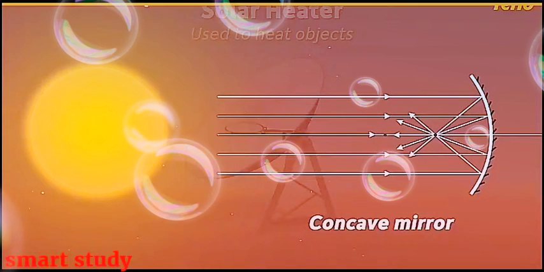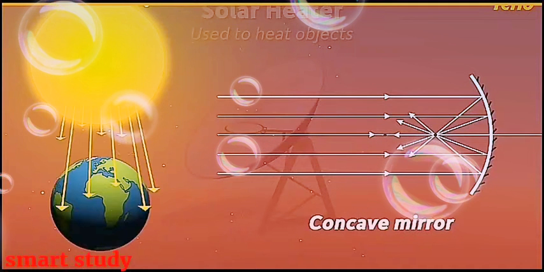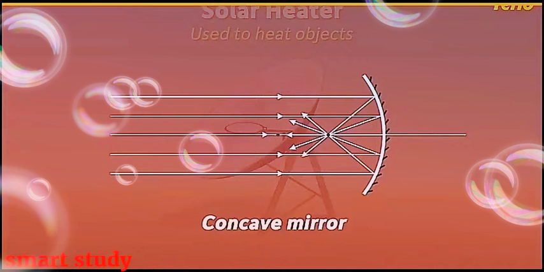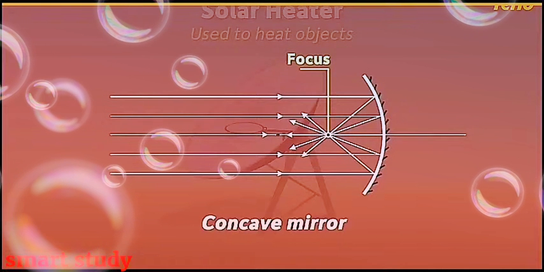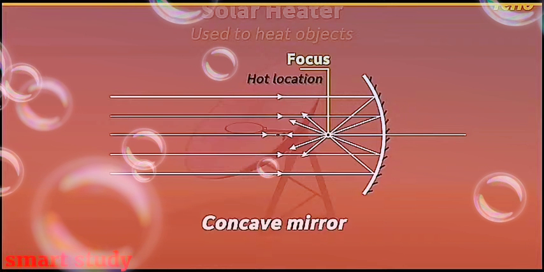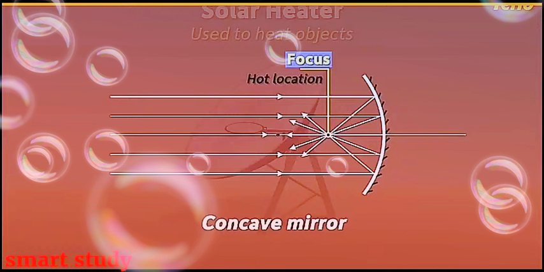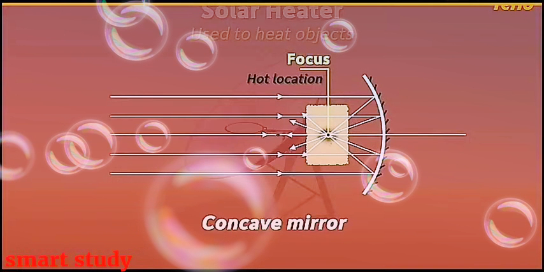Here, the sun is very far away and hence the rays of light coming from it are parallel near the Earth's surface. These parallel rays after reflection converge at a point called focus. This focus is a very hot location in space as all the reflected sun rays are concentrated at this point. If we bring a piece of paper at this point, it will quickly catch fire.